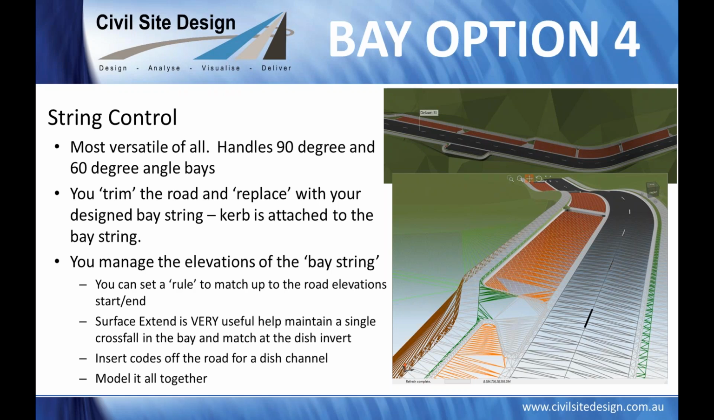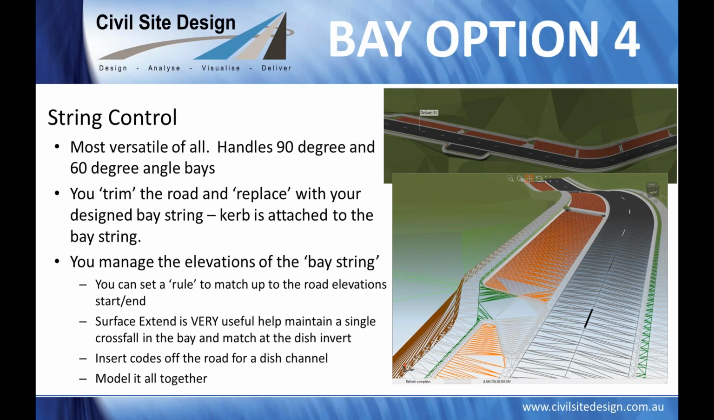Basically what you do is you trim out the road, in a sense, where the curb is, and you replace it with a designed base string. So you have another string that you've designed with the curb on it that you want. You pull out the curb off the road and you replace it. That's sort of a simple sum up of what happens.